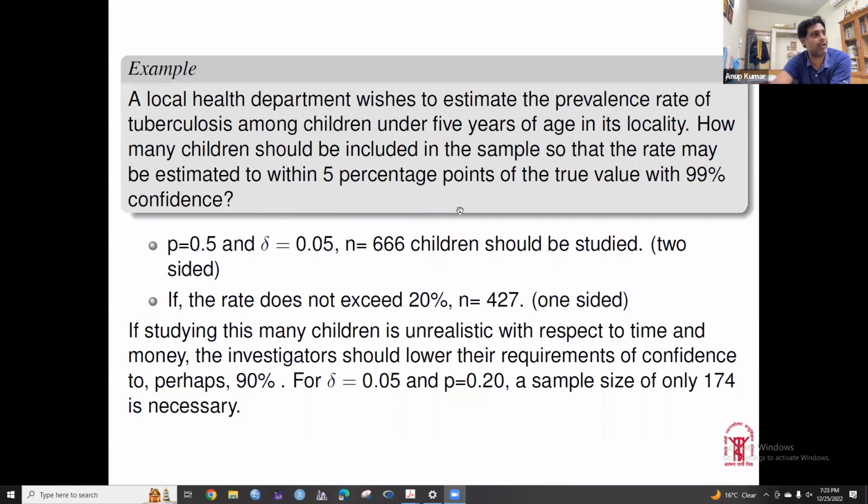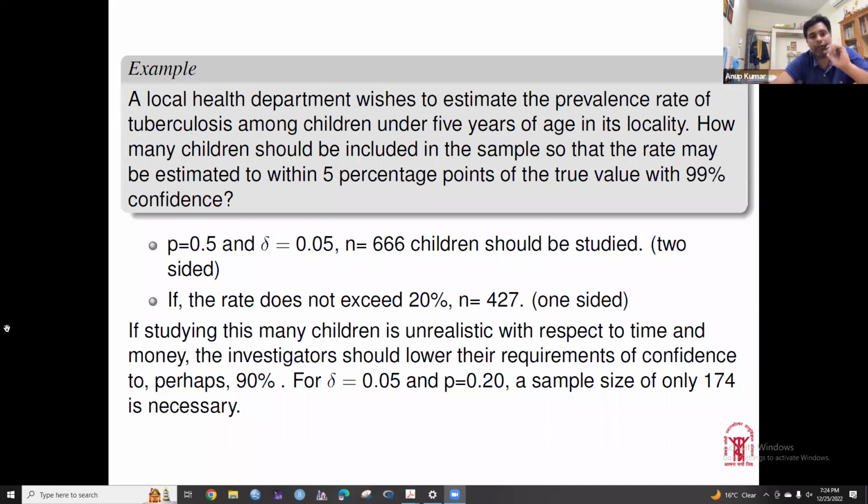अभी देखिए यहाँ पे हमारा ये 10 की जगह 5% हो गया और हमारा कॉन्फिडेंस लेवल 95 की बजाय 99% हो गया, बिकॉज इट इज अ केस ऑफ ट्यूबरक्लोसिस, ये फैलता है. So we have to be very much precise about the prevalence of such disease. Okay, so using the same formula, p is equal to 0.5, delta is our 0.05, हमारा जो n आया है वो 666 children आया. सेम फॉर्मूला पीछे वाले फॉर्मूले में आप डालेंगे, you are going to get this.